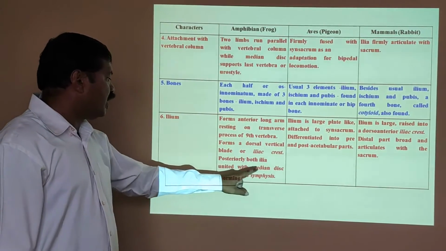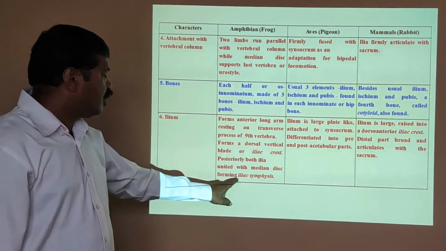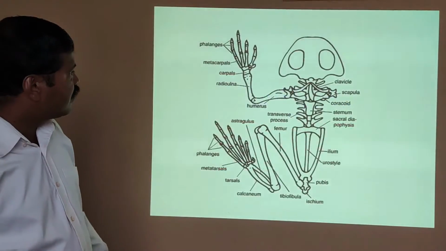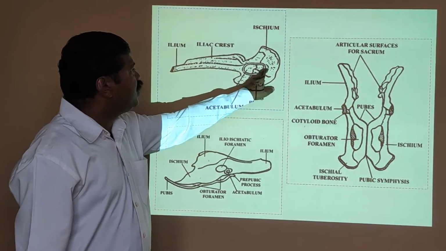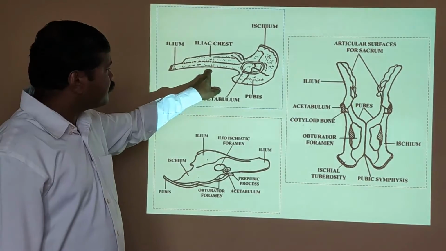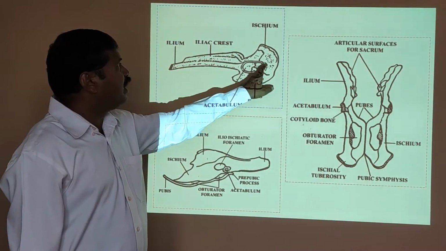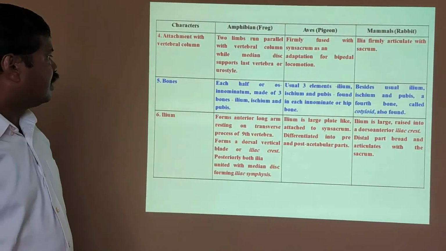Posteriorly, both ilia unite in order to form the median disc, which is called the iliac symphysis. So both the iliums are attached here. Both the portions are called os innominatum. Both the os innominatum are united here in order to form a disc called the iliac symphysis. Right.